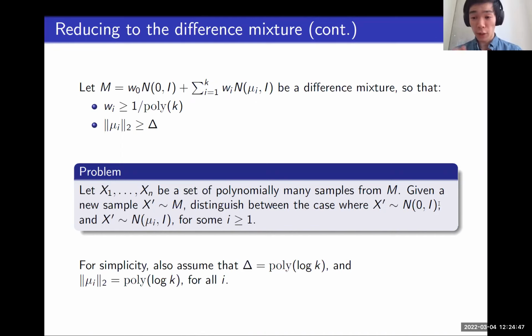And so for simplicity, we'll first assume the following conditions. The separation is polylog k, and also all of the separations are at most polylog k. What this is saying is that there are not some means that are way bigger than others, because what happens if some mu i is way bigger than all of the others is that the signal from that component drowns out the signal from all of the other components. So this detection problem becomes much harder, and there are ways to get around this that I'll discuss later. But for simplicity, we'll consider the hardest case, where all of the separations are minimal.